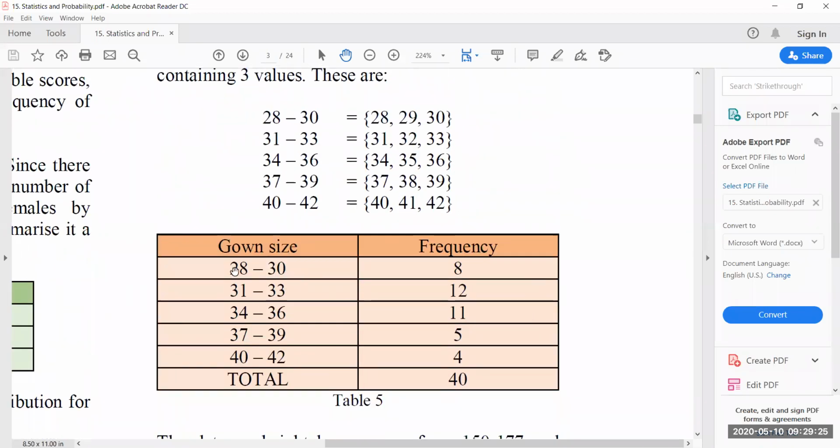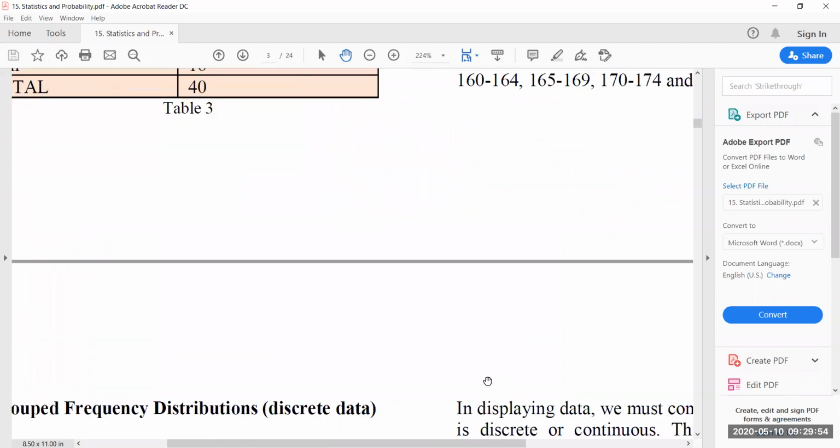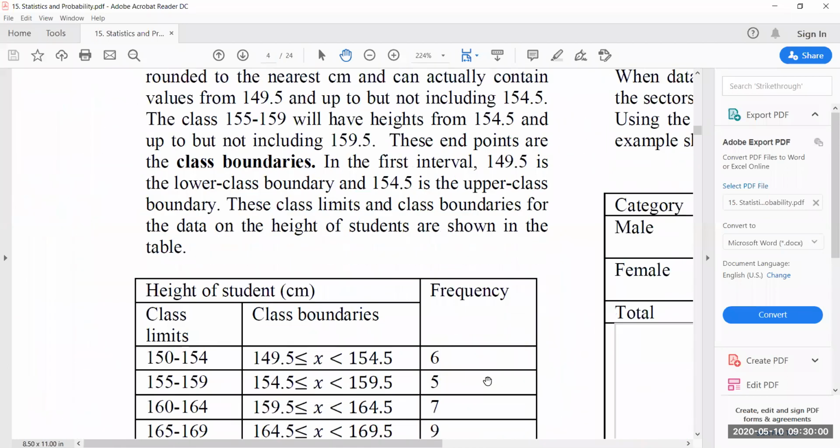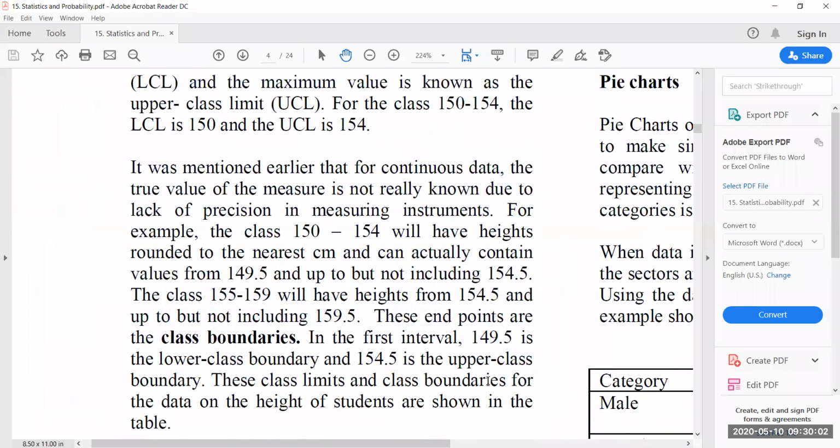So let's see now. How many students required a gown with the size 28 to 30? The number is 8. Those who require a size 31 to 33 will be 12 students, 34 to 36, 11 students, 37 to 39, 5 students, 40 to 42, 4 students. And of course, when you add up the total in the frequency, you must get back 40. Any questions so far before I move on? No, sir. All right.